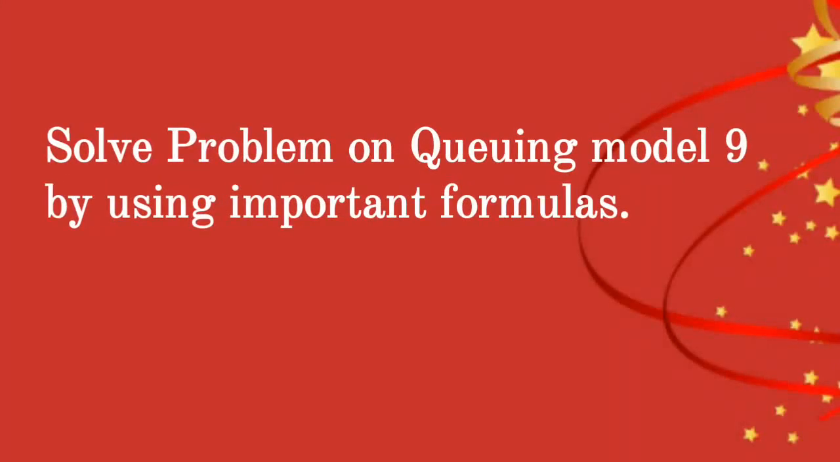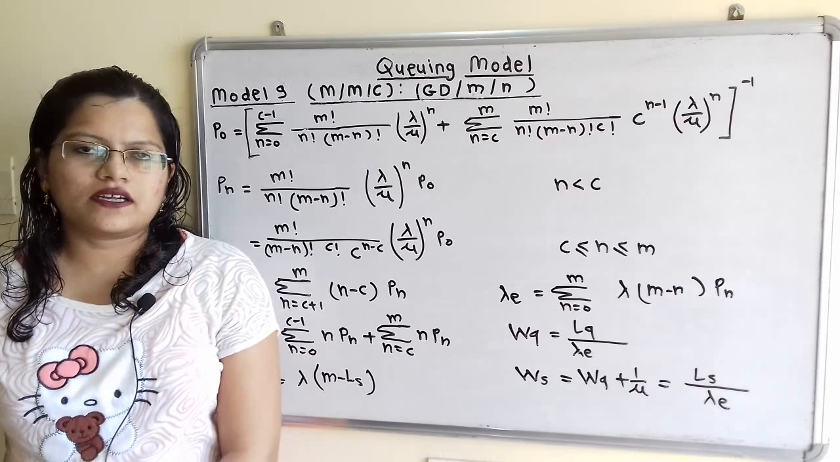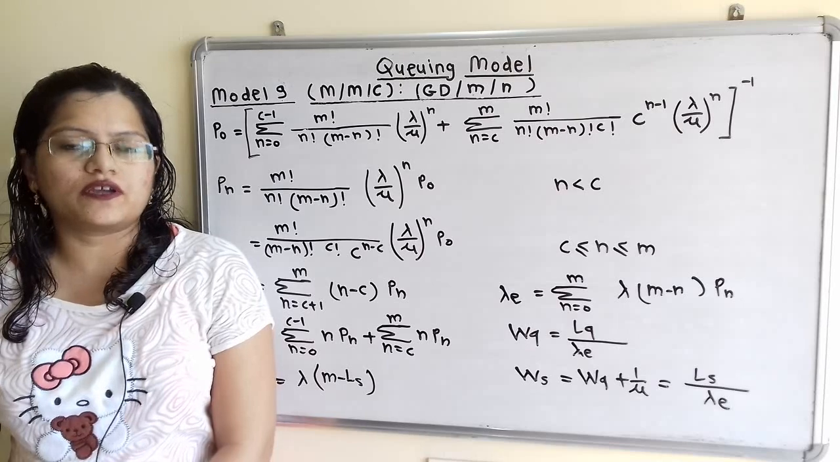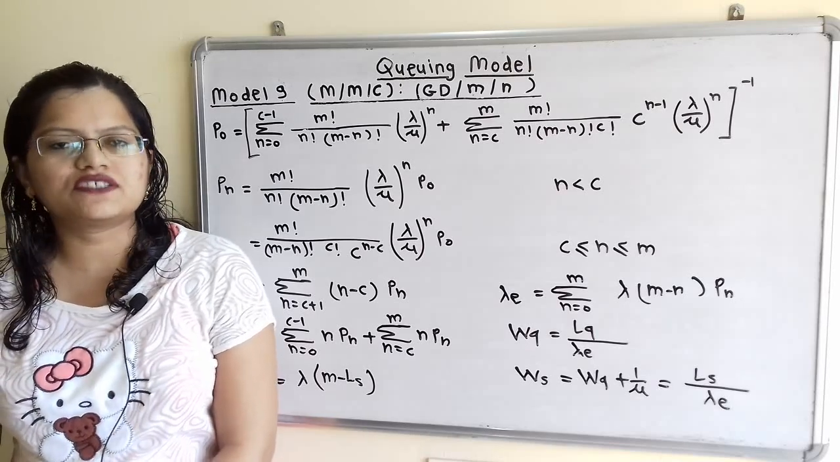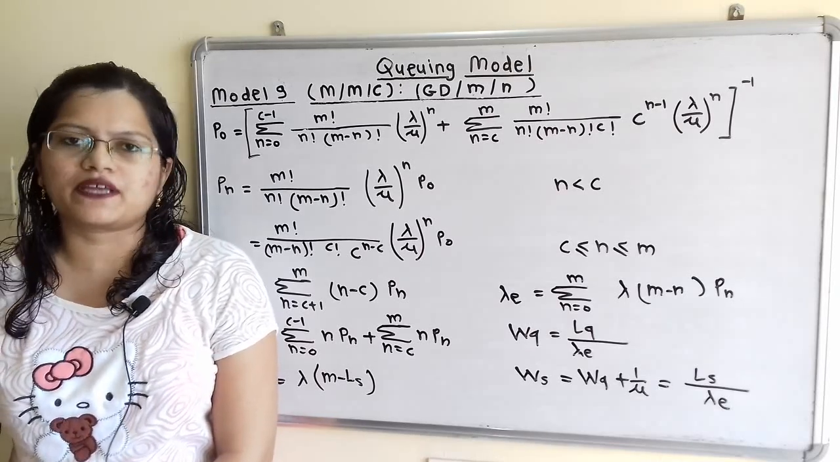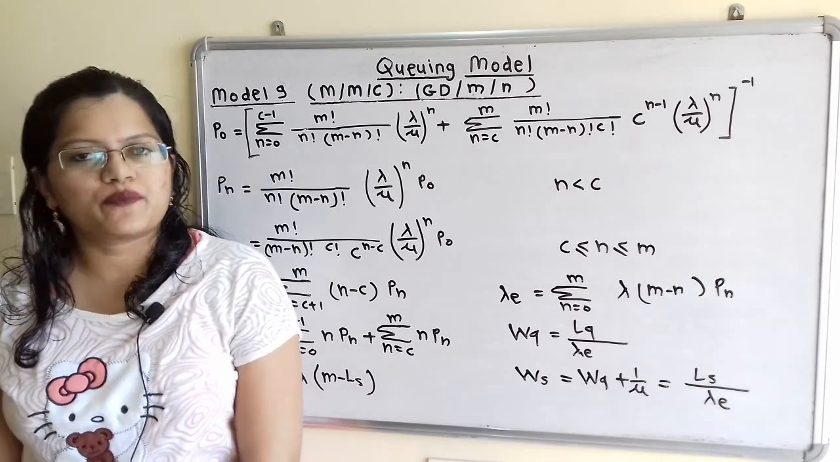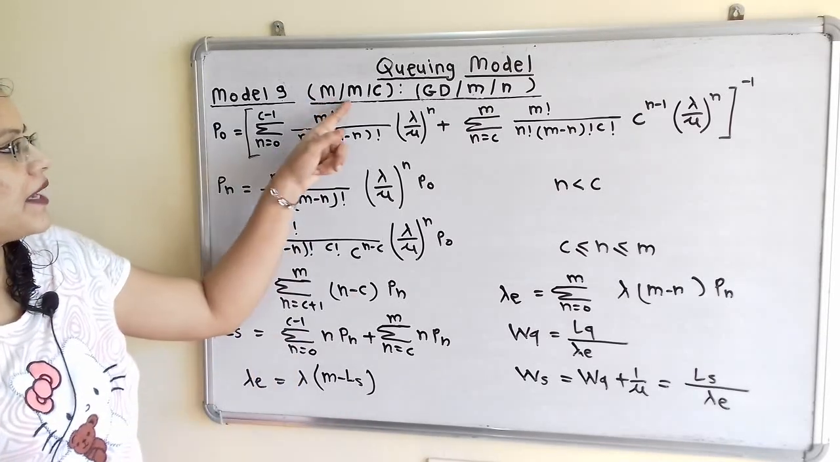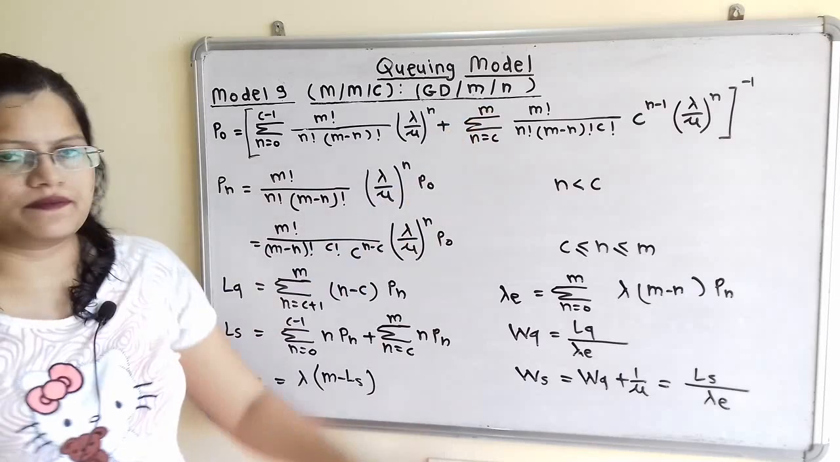Solve problem on queuing model 9 by using important formulae. Let us understand some important formulae in queuing model 9, which is used to solve the machine repairing problem. It is symbolically represented as M/M/C/GD/M/N.